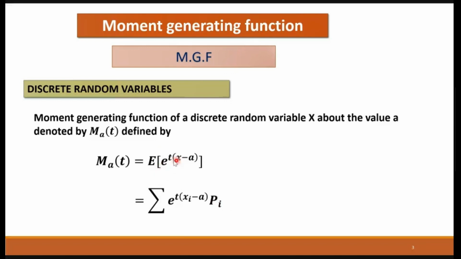Just like we have calculated e of x. E of x में हम लोग क्या करते थे? Summation x into pi or xi into pi. So here the moment generating function is defined as e of e raised to t into x minus a. And since we are dealing with discrete random variable, this expected value can be taken as summation, whatever is the function here, multiplied by the probability. Okay. Now we have to show that this moment generating function generates moment.